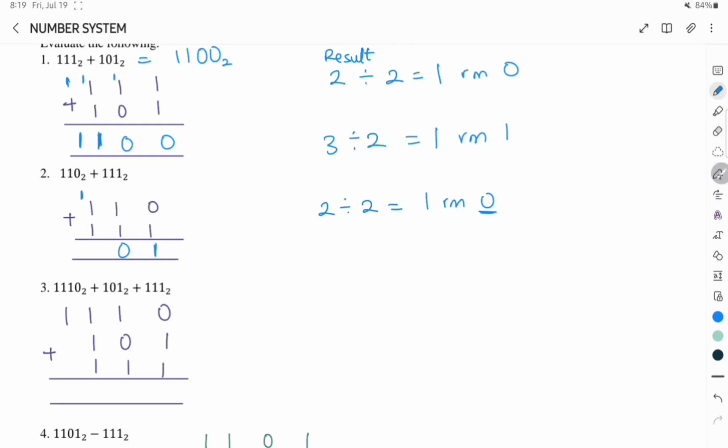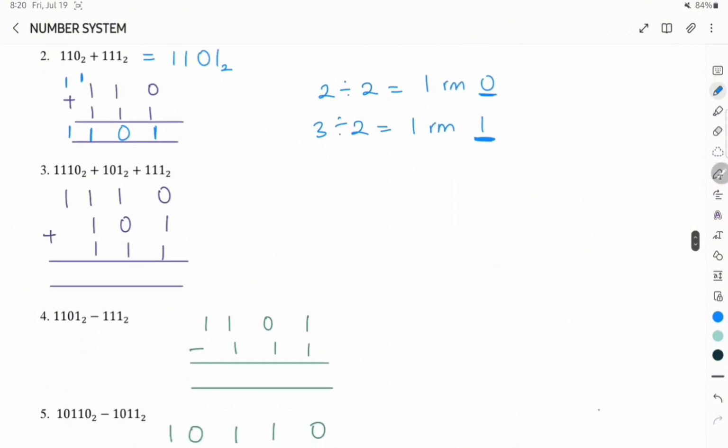Now, this 1, which is the quotient, plus 1 here, that's 2. Plus another 1 here, that's 3. So we say 3 divided by 2, that will give us 1 remainder 1. So we'll write this remainder first, which is 1. Then we bring up this 1. Since we are not adding it to anything, we just bring it down. So that means 110 base 2 plus 111 base 2 is equivalent to 1101 base 2.